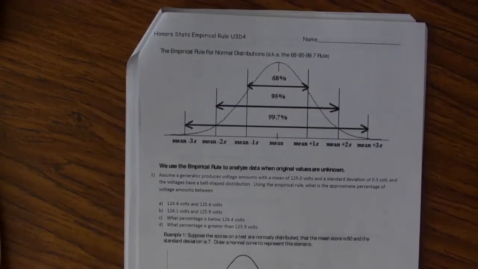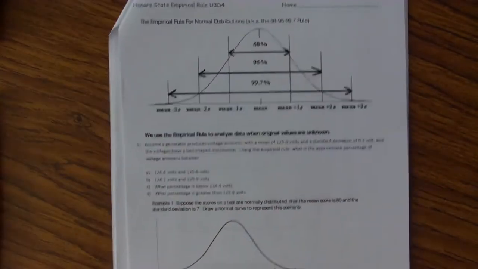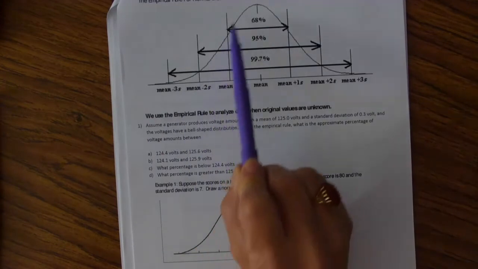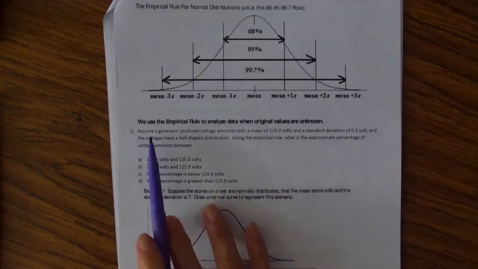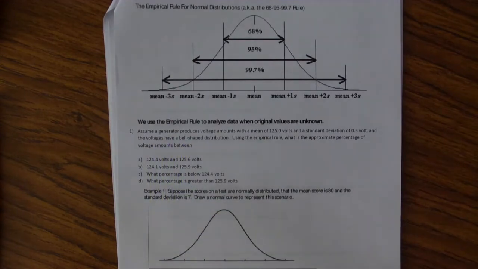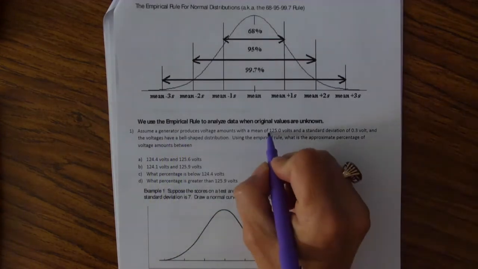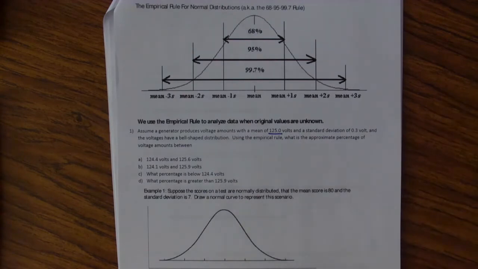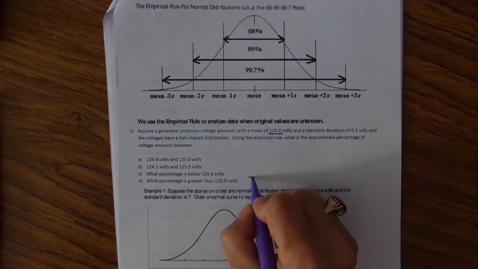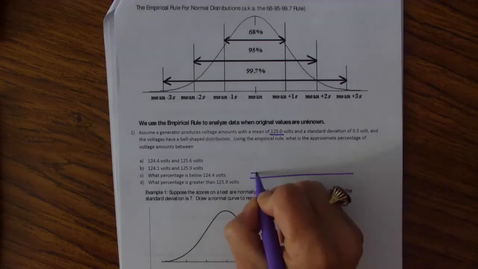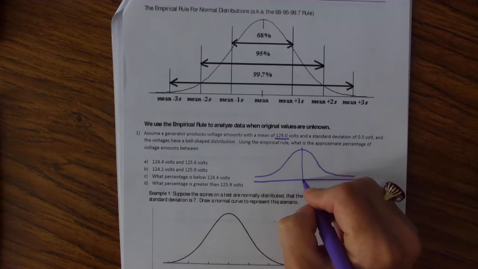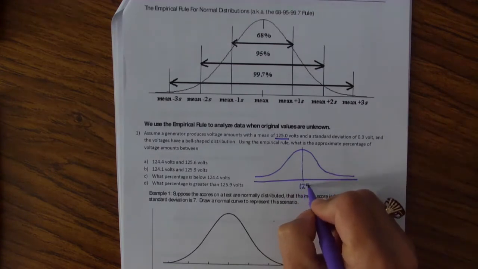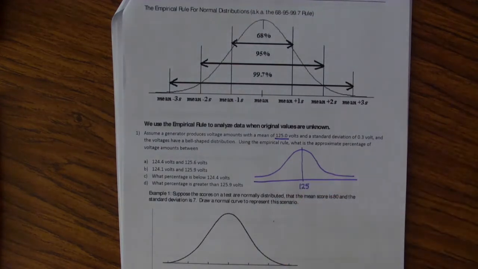Okay, let's do some practice with this to make sure we understand it, right? So I put one up there for you. You have one that you just made that you can look at. So assume a generator produces voltage amounts with a mean of 125 and a standard deviation of 0.3. So what I would do, anytime I've got a problem, is write down the mean in the center.